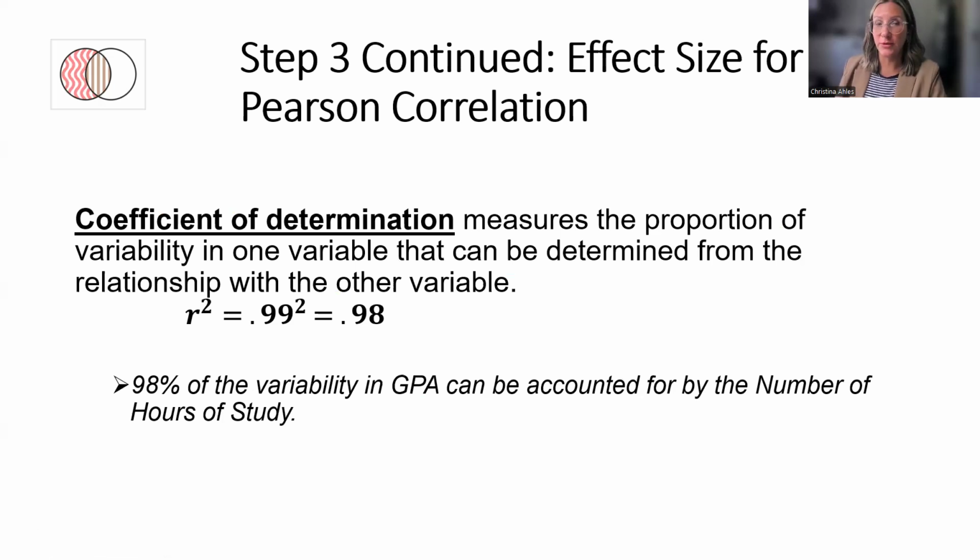The coefficient of determination is basically the same thing as eta squared in previous. It's the proportion of variability in one variable that can be determined by the relationship with the other variable. And it's basically the variability in the y variable that's determined by the x variable. All you do is take that R obtained, that correlation coefficient, the test statistic, and you square it. Simple as that. So 0.99 squared is 0.98. So basically 98% of the variability in GPA can be accounted for by the number of hours of study. Simple as that. It's easy peasy.